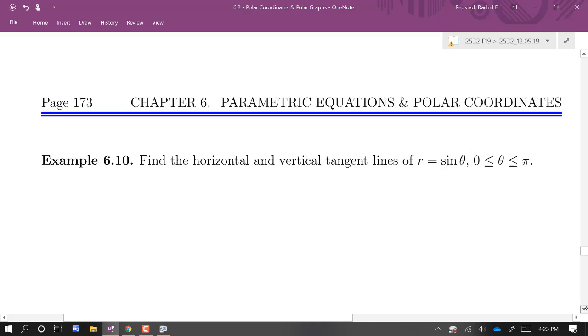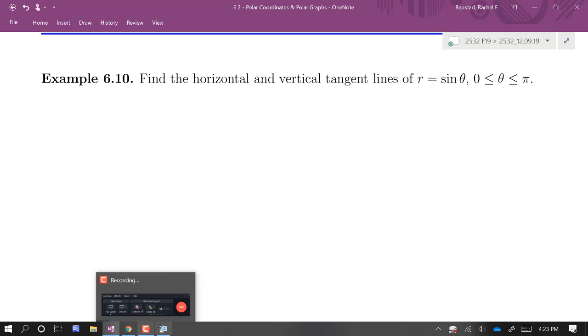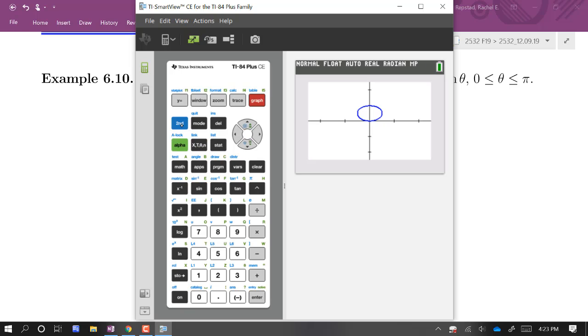So we're going to do some examples. We're going to find vertical and horizontal tangents for r equals sine theta. And I don't know, maybe it's worth it to just see what it looks like. r equals, was it sine theta? Yeah. Okay. Looks like maybe a circle kind of sitting on top of the x-axis. So it looks like we're going to find horizontal tangents at the bottom and at the top, and vertical tangents on the left and the right. We should find two vertical tangents and two horizontal tangents.